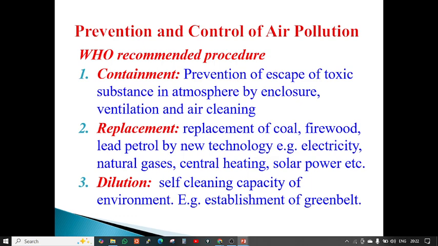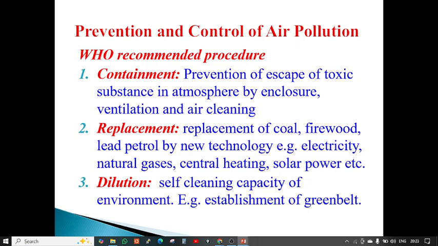Contaminants, that is, prevention of escape of toxic substances into the atmosphere by enclosure, ventilation and air cleaning. That means live in a place where proper air is blowing or passing. That's why in our classroom there are so many windows and doors, and all should be open. Proper ventilation is required in order to breathe safely and to prevent this health effect. So proper ventilation and cleaning is very important.